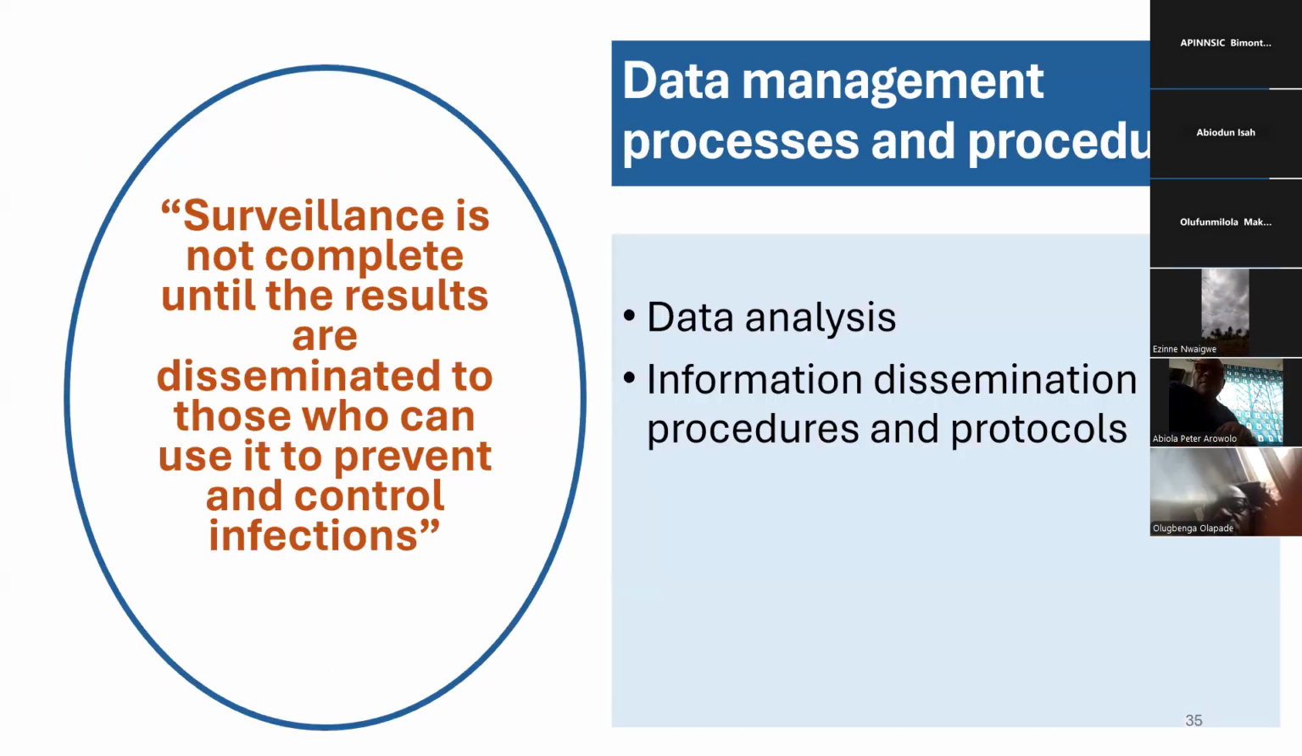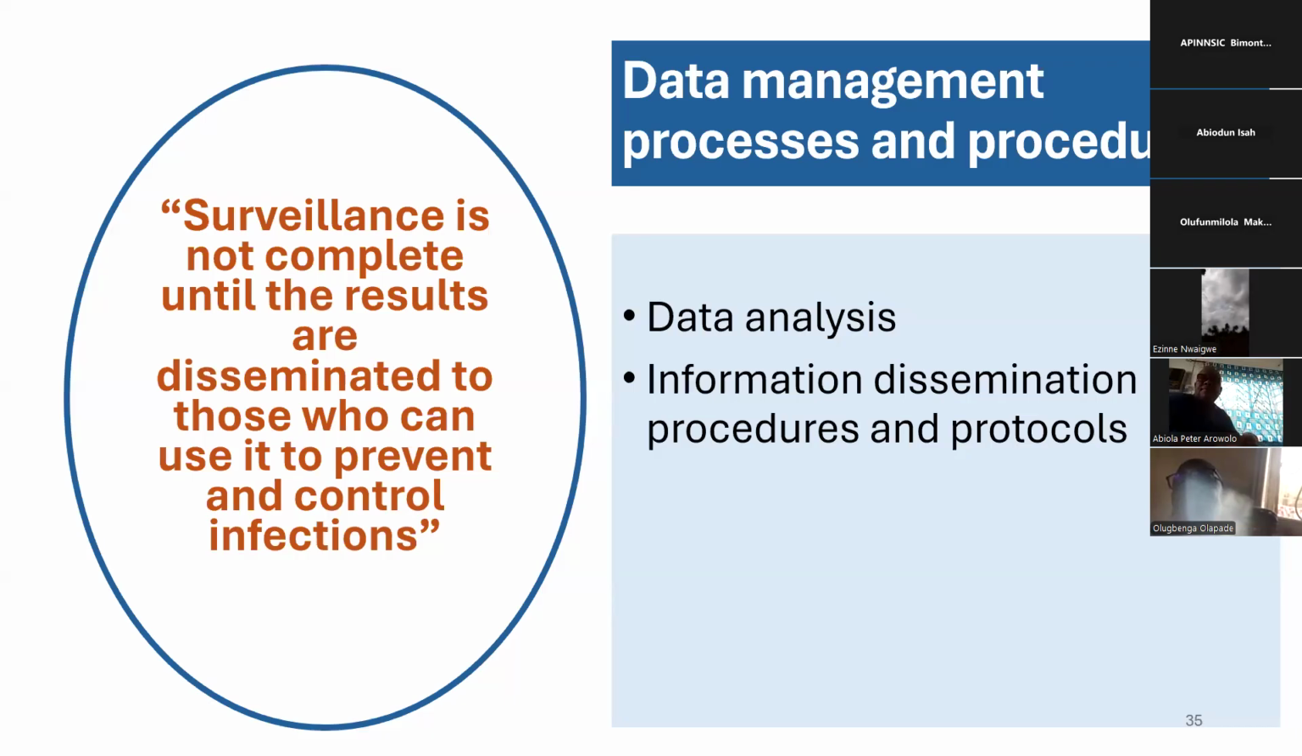So surveillance is not complete until results are disseminated to those who can use them to prevent and control infections. Because many times, many facilities collect data and just leave it there, whether on the table or on the system, without doing anything with it. That is not surveillance. You need to disseminate and provide recommendations for your surveillance to be complete. And for you to disseminate or give feedback, your data needs to be processed. So you analyze your data and disseminate the information.